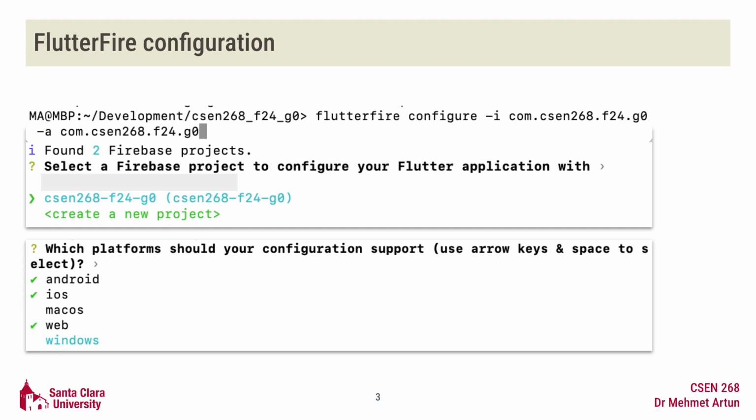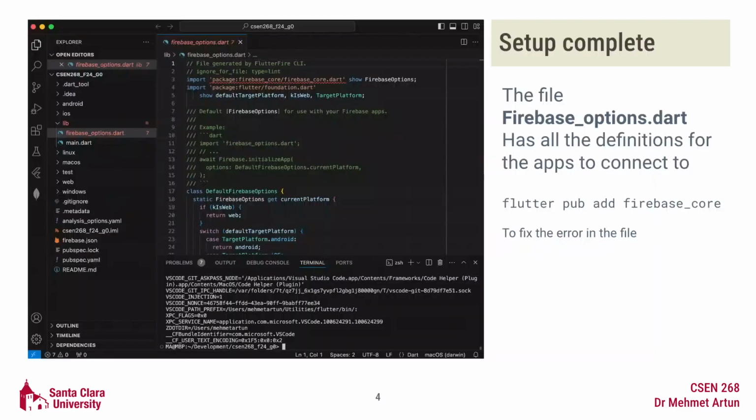Okay, whoever can, please just go through, select this, and then open the project. After doing that step, open the project in VS Code. And in VS Code, you should see this file. The main.dart is the default file for Flutter create, and firebase_options.dart is what you should get.